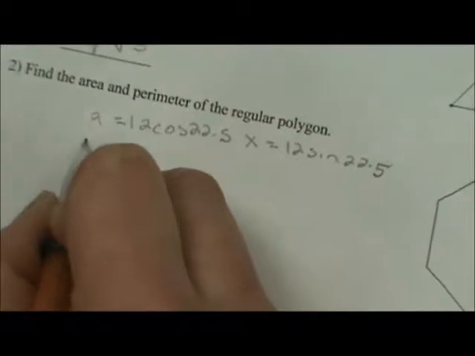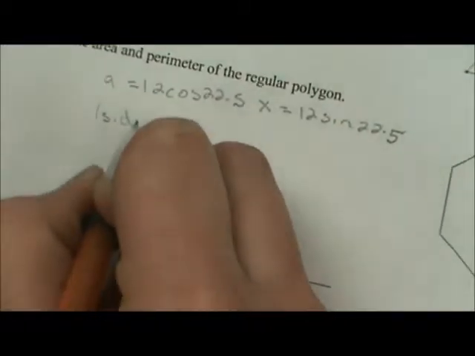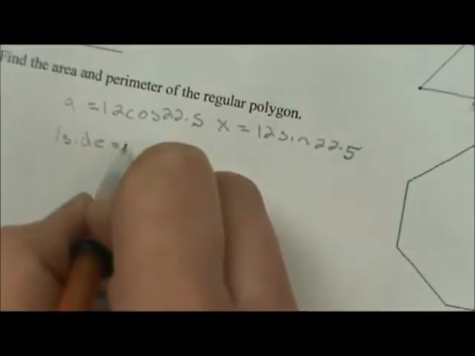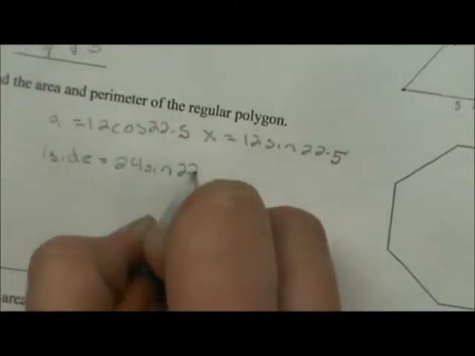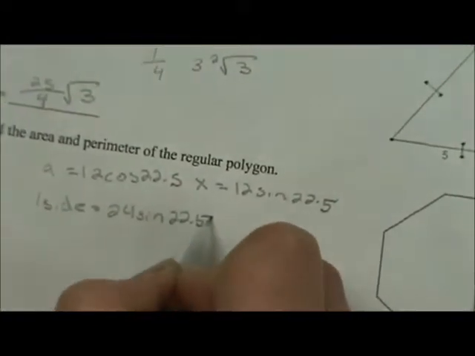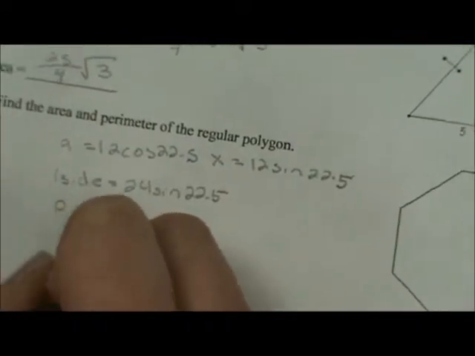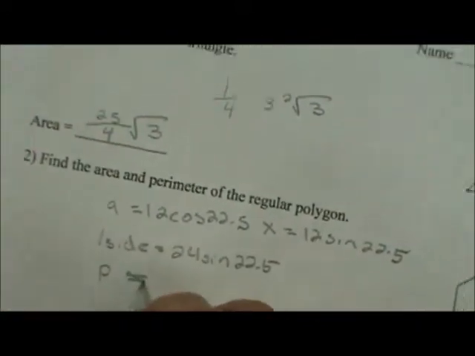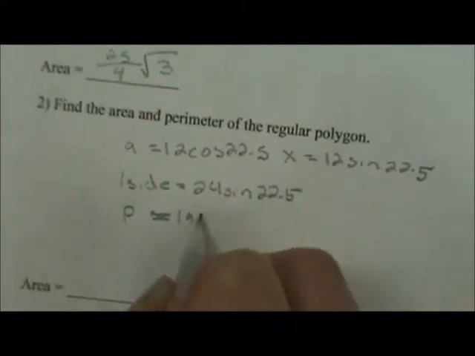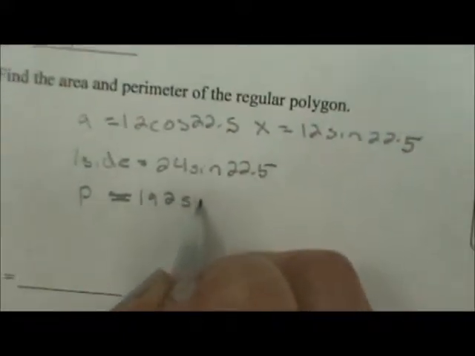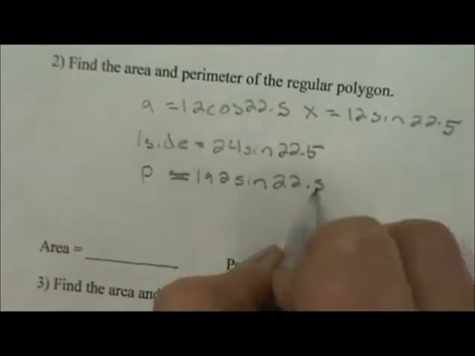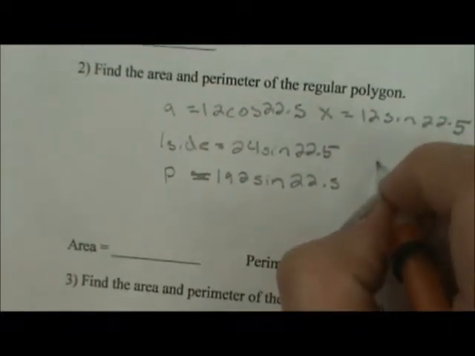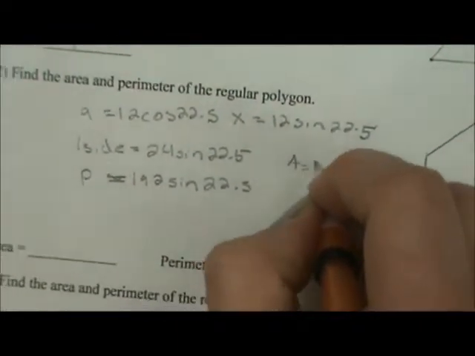So, our first thing is going to be 360 divided by 8, because there's 8 pieces. So now 45, and then our angle is going to be 22.5. So one side is going to equal 24 sine of 22.5. So the perimeter is going to equal 8 times 24 times sine of 22.5.